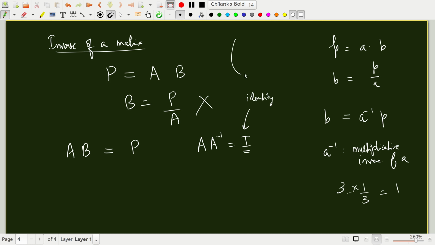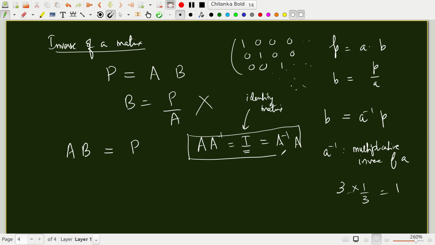What is an identity matrix? It has ones only on the diagonal and zeros elsewhere. All the diagonal elements are 1, and all the other elements are 0. That is called the identity matrix. So A A inverse is also equal to A inverse A. This is the definition of the inverse of a matrix.